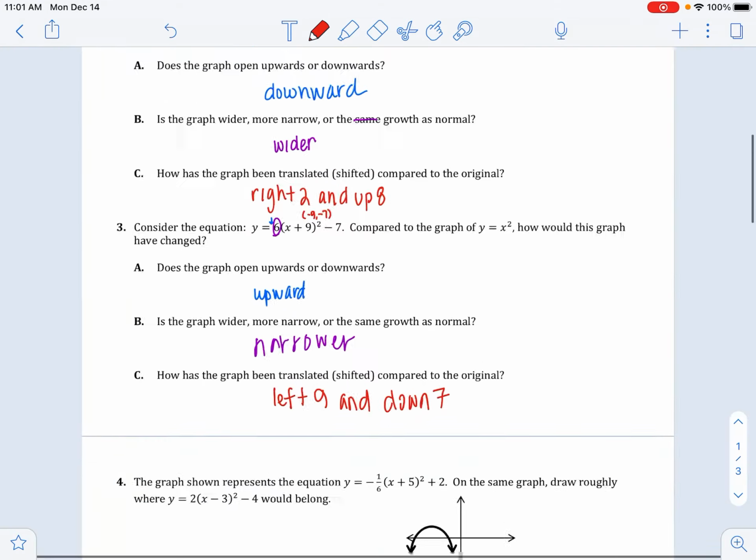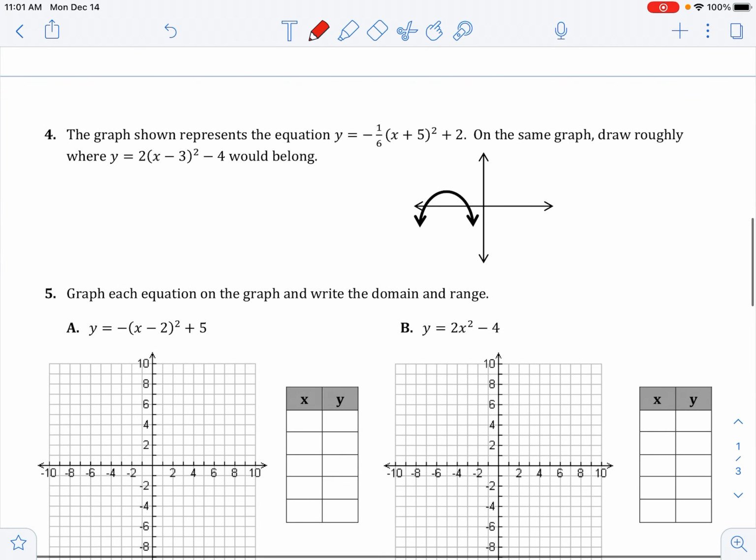Okay, now we have a function that's already graphed. So we have a quadratic that's already graphed, and it says the graph shown represents the quadratic y equals negative 1/6 times the quantity of x plus 5 squared plus 2. On the same graph, I want to draw roughly where 2 times the quantity of x minus 3 squared minus 4 is. Okay, so I want to draw it in the correct comparison to that graph.